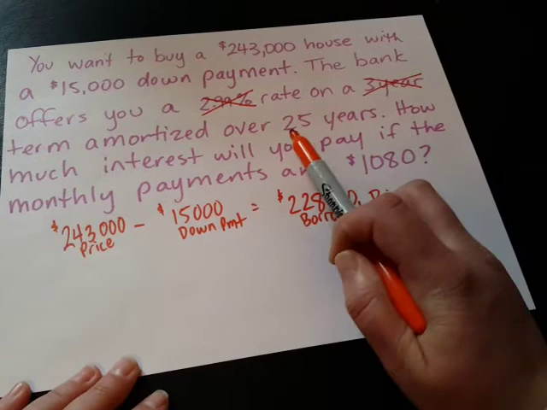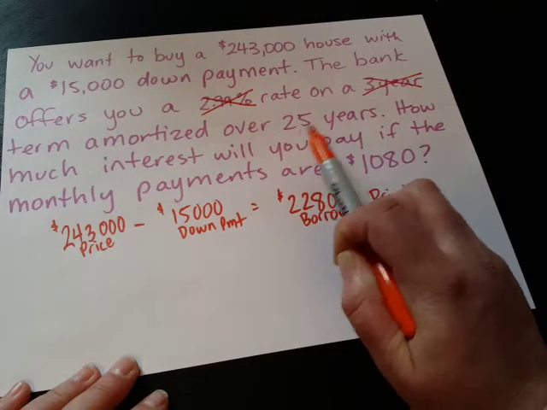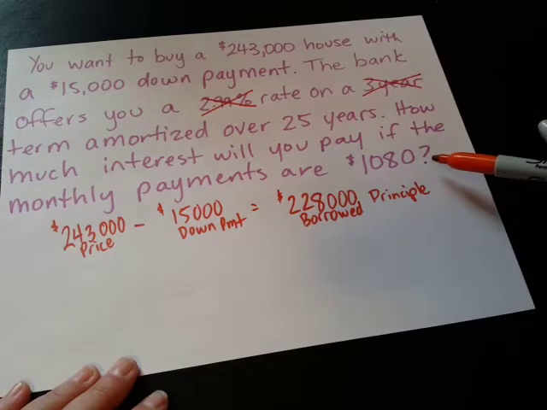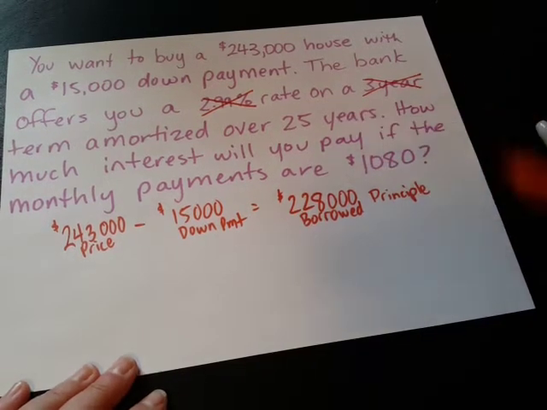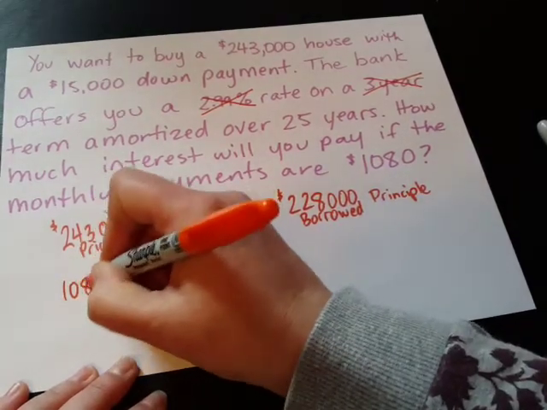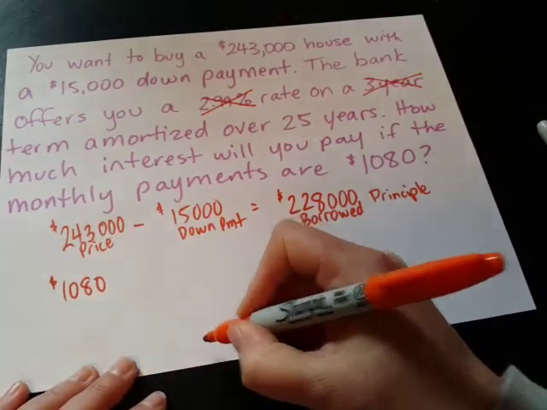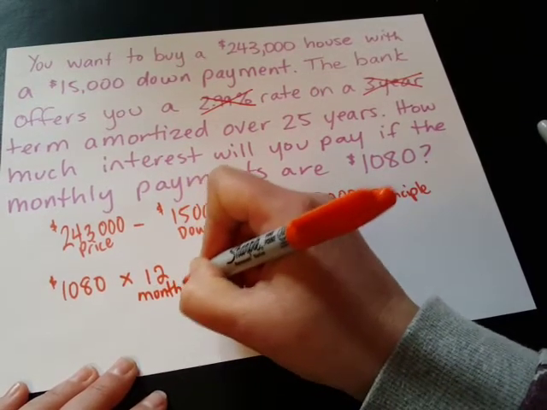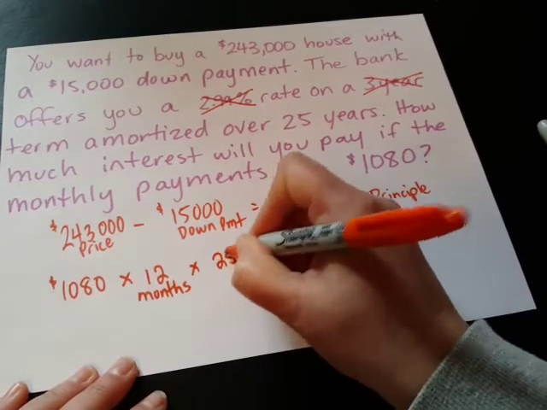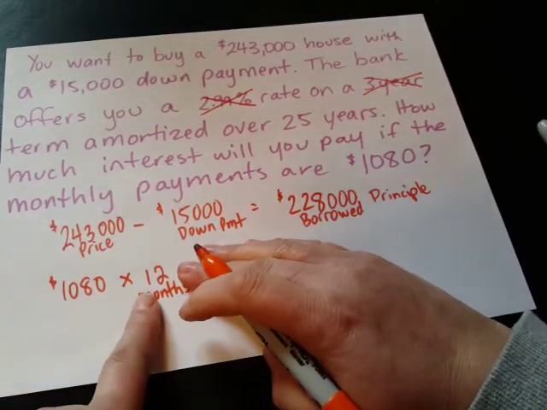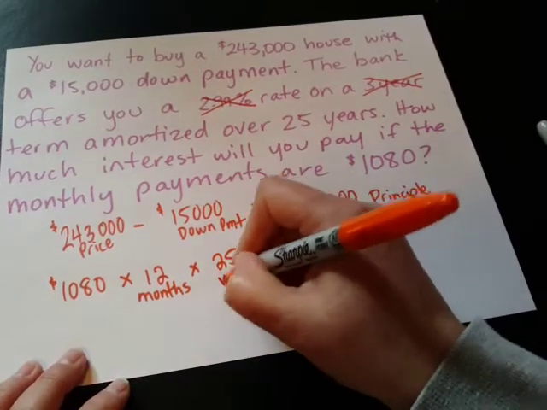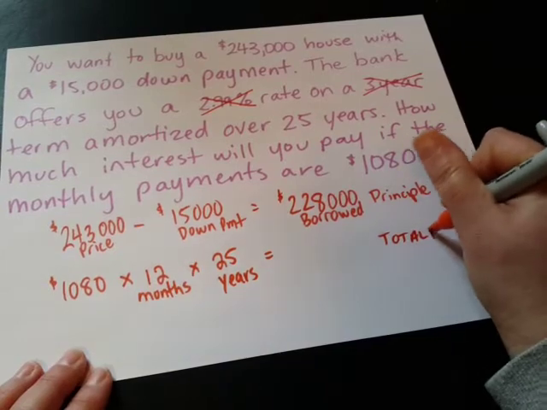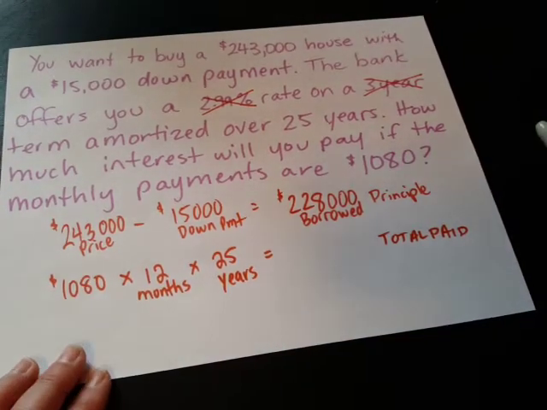But the important number is the amortization period, or the full length of the mortgage. So we are intending to repay this $1,080 every month for the next 25 years. So our monthly payment of $1,080, times that by 12 months. And then we'll times that by 25, because we're going to be paying that amount every year for the next 25 years. So this is going to give us our total paid or repaid.